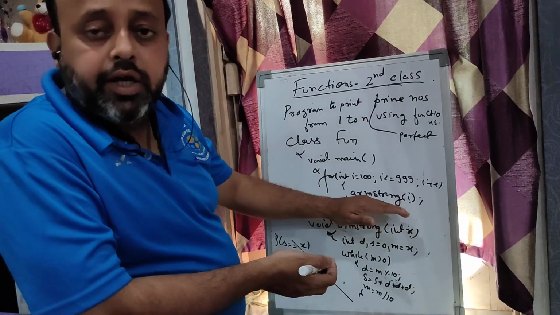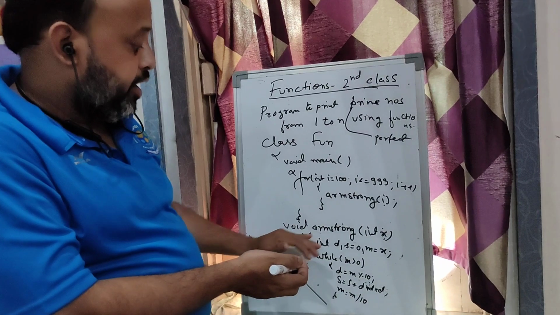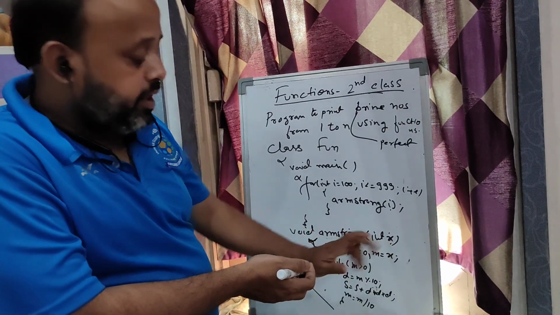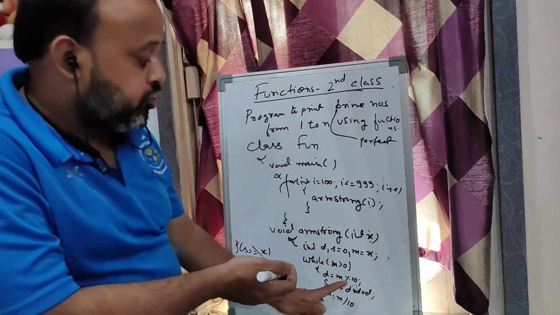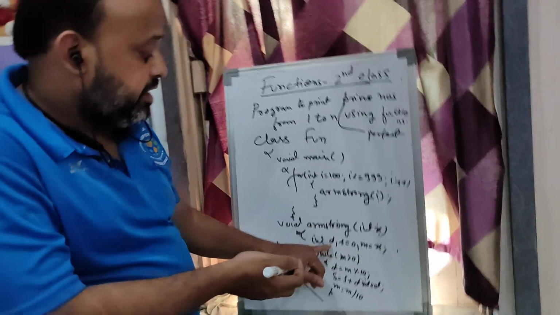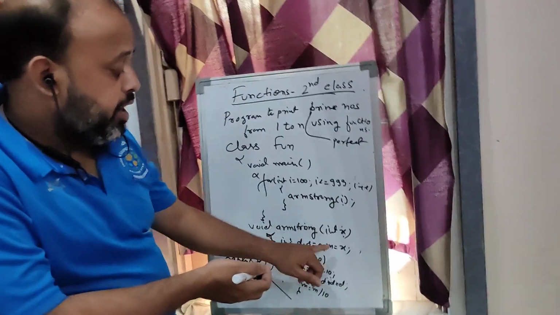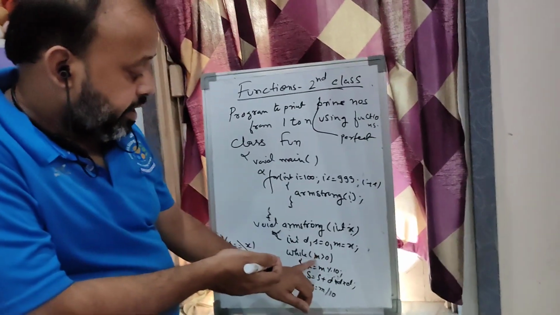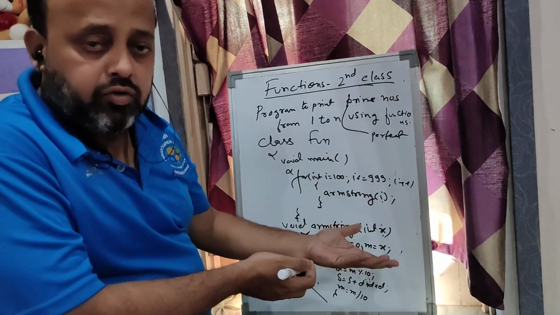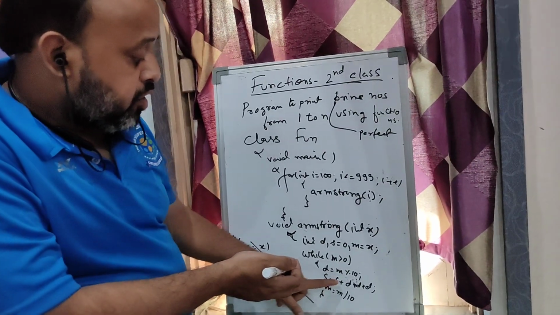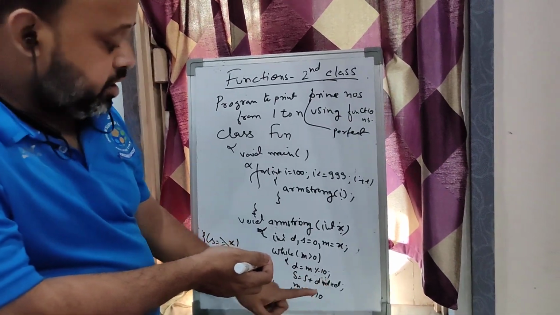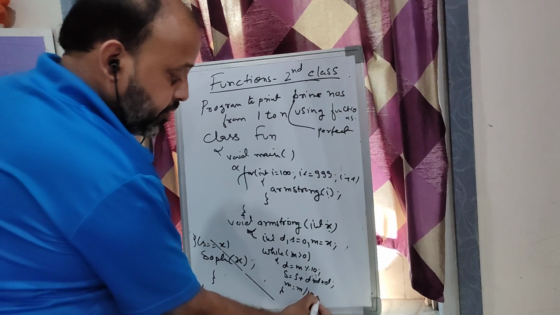Now Armstrong is not an inbuilt function, so I am defining it. Void Armstrong, int x is my argument. Now I am checking whether x is an Armstrong number or not. Declaring the variable d, taking sum 0, and duplicate value of x is taken in m. While m is greater than 0, or you can use not equal to 0, extracting a digit, doing the sum of the cube of the digit, truncating one digit.